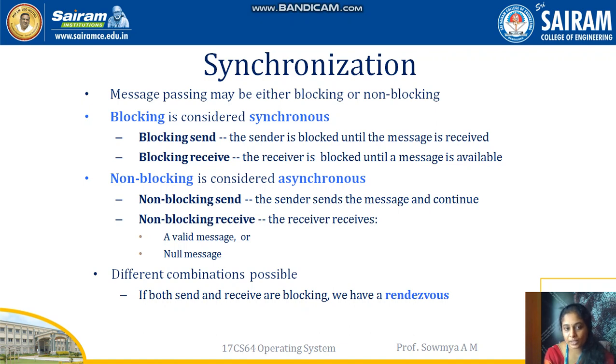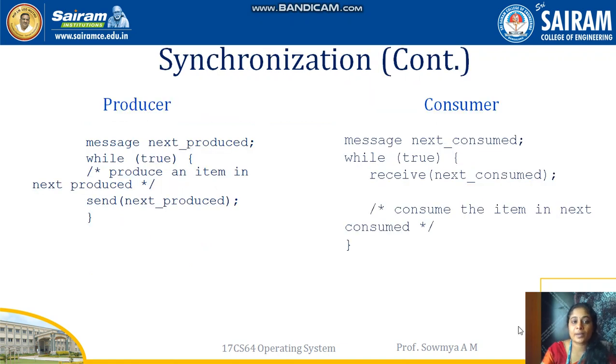Based on the combinations of blocking and non-blocking send and receive, there are many combinations of synchronization. One example is our previous producer-consumer problem, where the producer was blocked until the consumer consumed the data, and the consumer was blocked if the producer was producing data. We call it the blocking of producer and blocking of consumer method. Thank you.